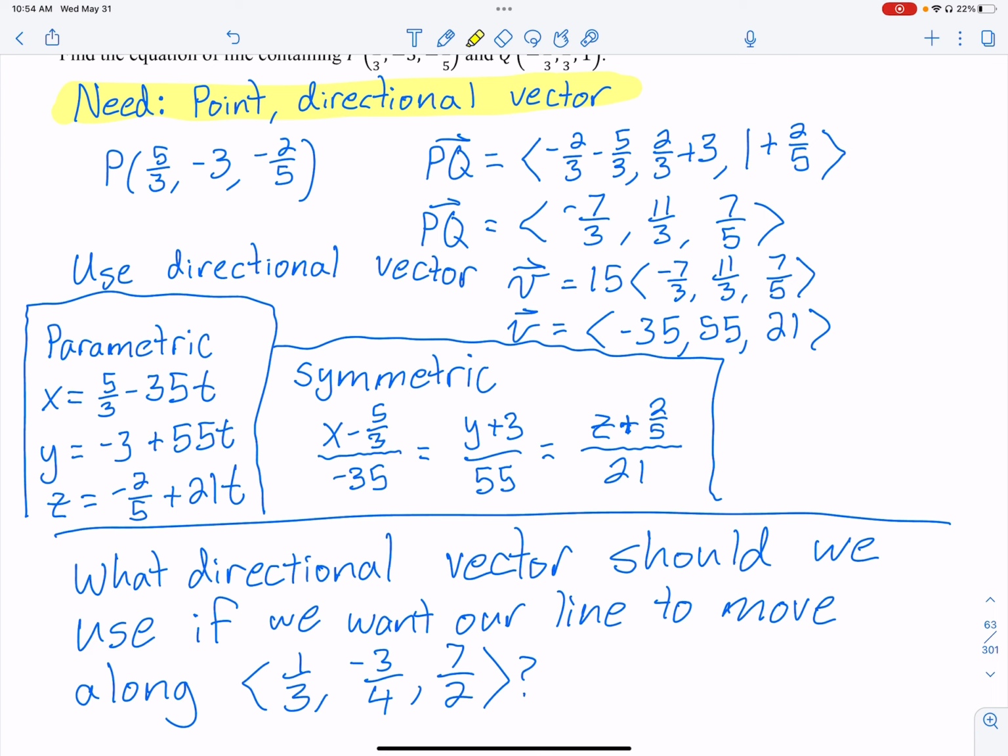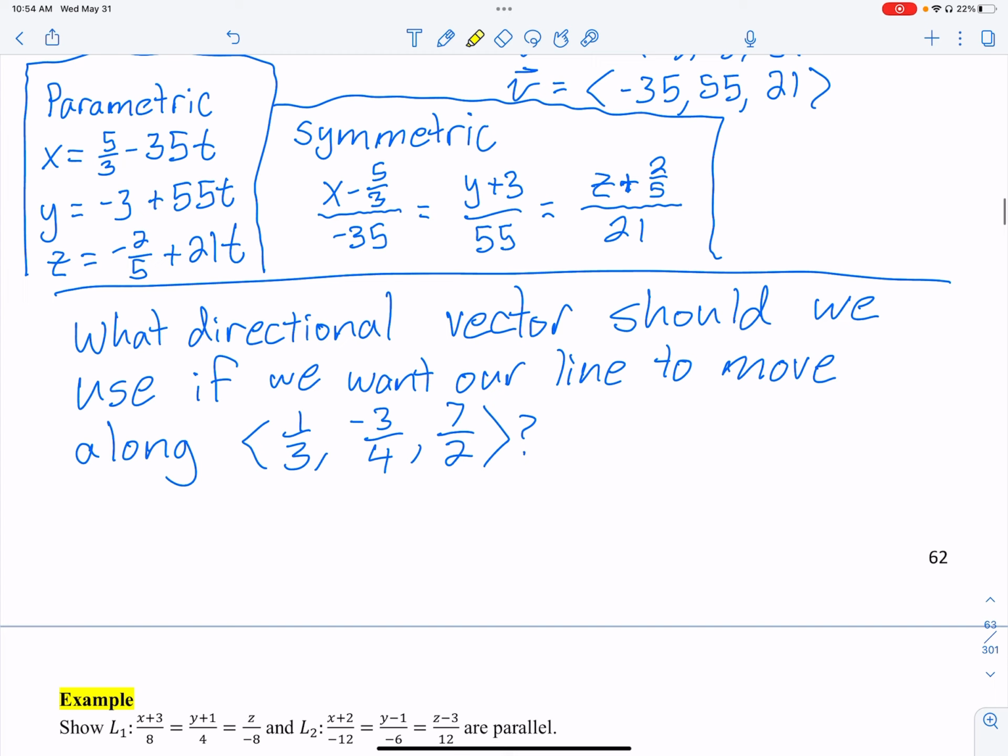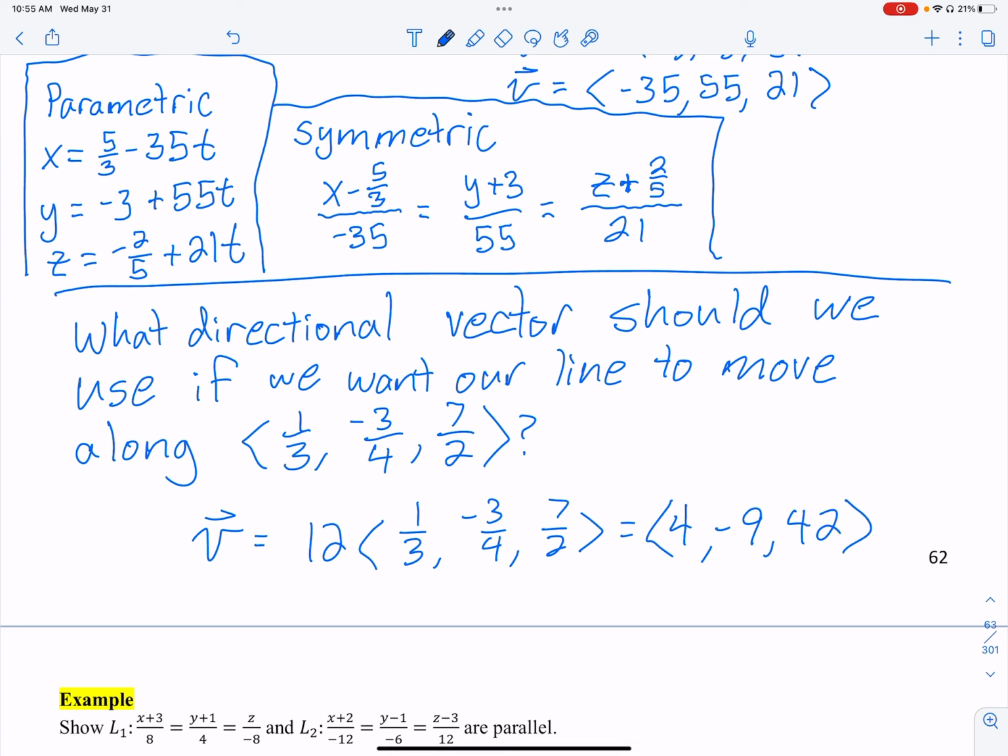So here's another note just to help you out. Maybe you should try it and then pause, and then try it and then unpause. What directional vector should we use if we want our line to move along that? Well, if it were me, I would multiply by the common denominator of 3, 4, and 2, which is 12. So the directional vector that I would use would be 12 times all of this, leaving me with 4, negative 9, and 42. The directional vector is just much prettier.